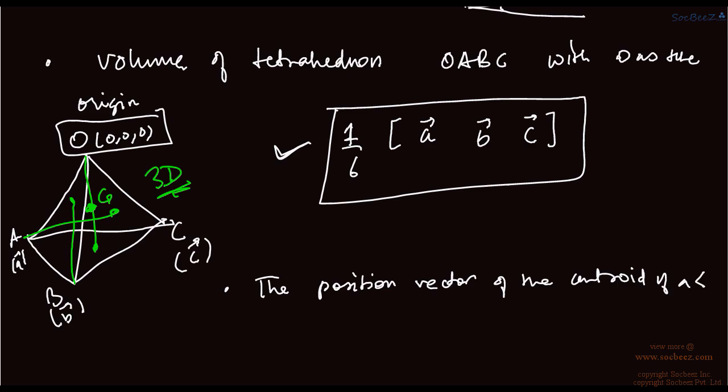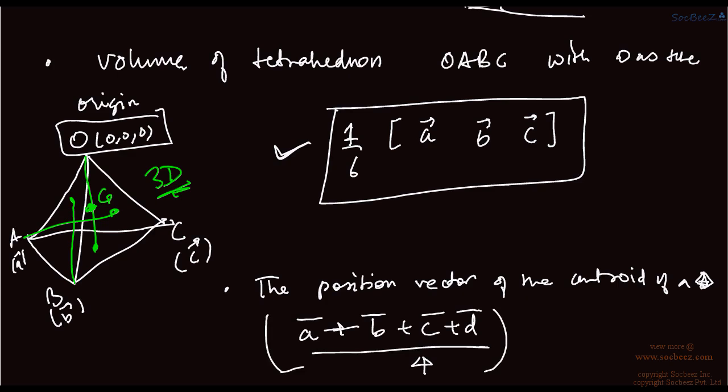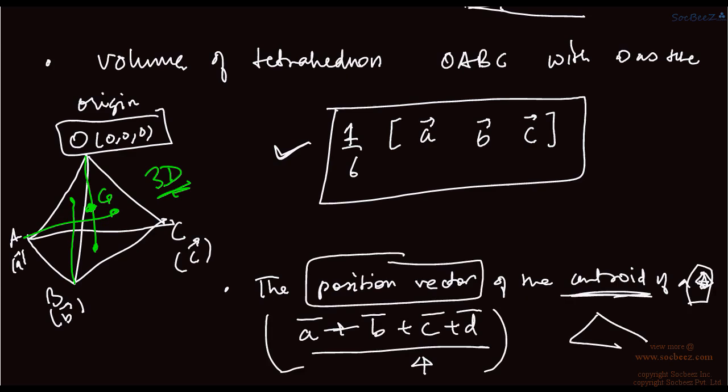So the position vector of the centroid of a tetrahedron with vertices A, B, C, D will be A vector plus B vector plus C vector plus D vector, divided by 4. These are the position vectors of the vertices of this tetrahedron, so the position vector of the centroid will be this.